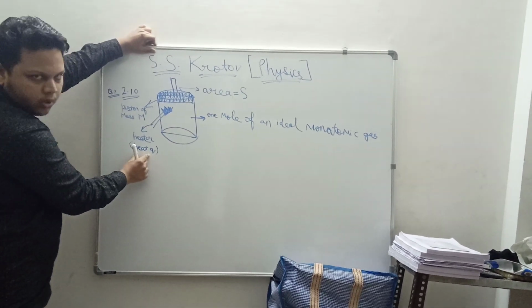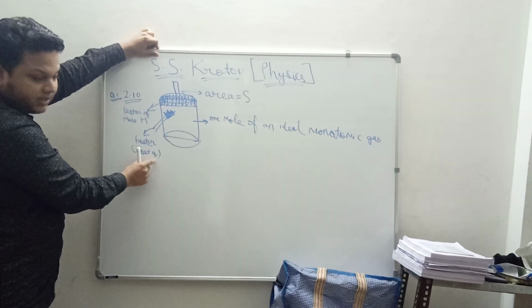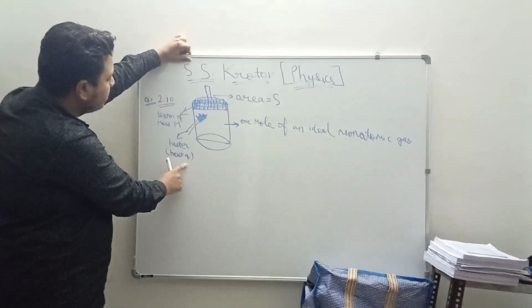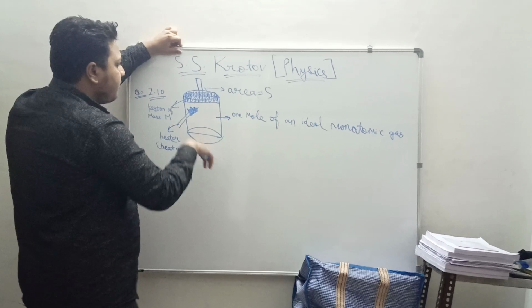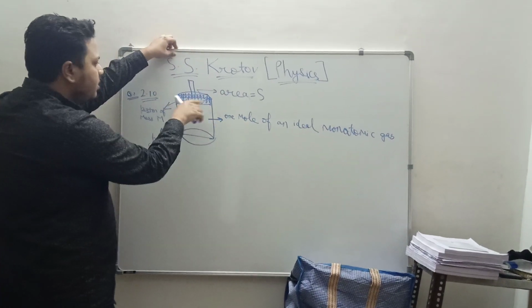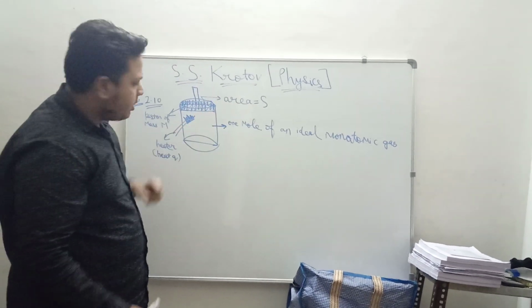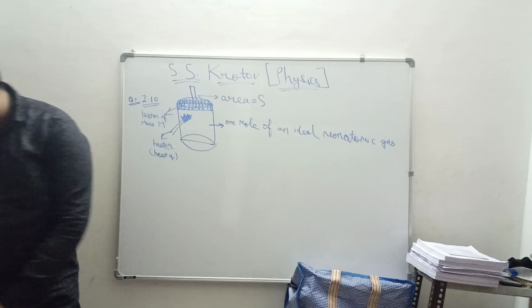It is supplying heat q, basically per unit time. This is not the total heat, to be remembered. In this cylinder, we have 1 mole of ideal monatomic gas, and the cross-section area of the cylinder is given to be S. Now let us see what the question says.